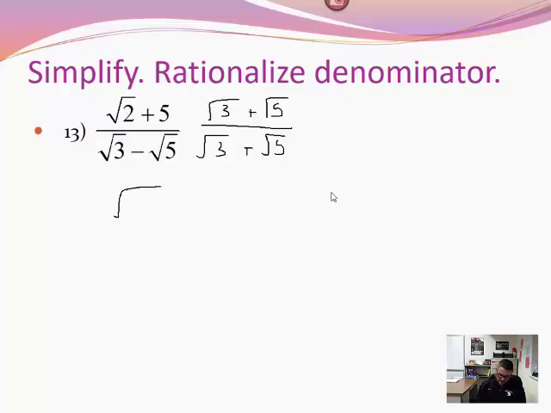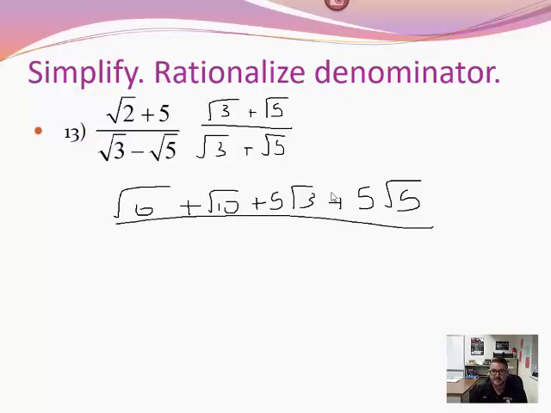Square root of 2 times square root of 3 would be the square root of 6. Outer would be square root of 10. Inner would be plus 5 square root of 3. And last would be 5 square root of 5. And I can already tell you right now, none of that's simplifying.